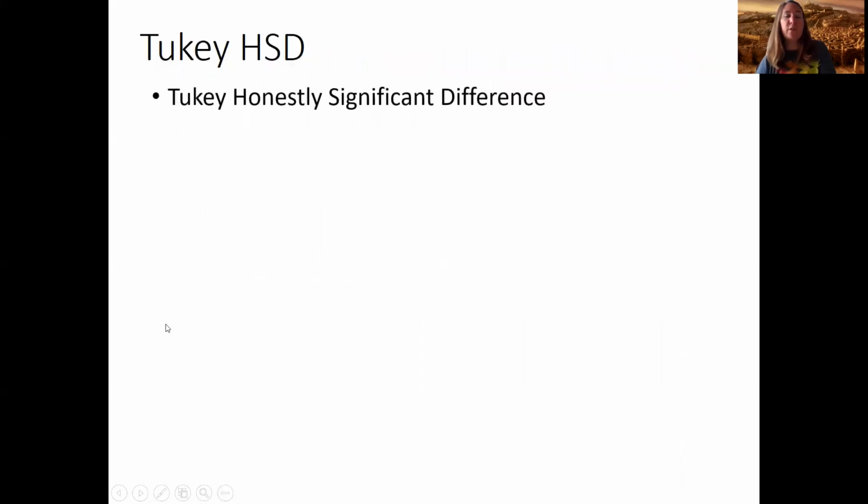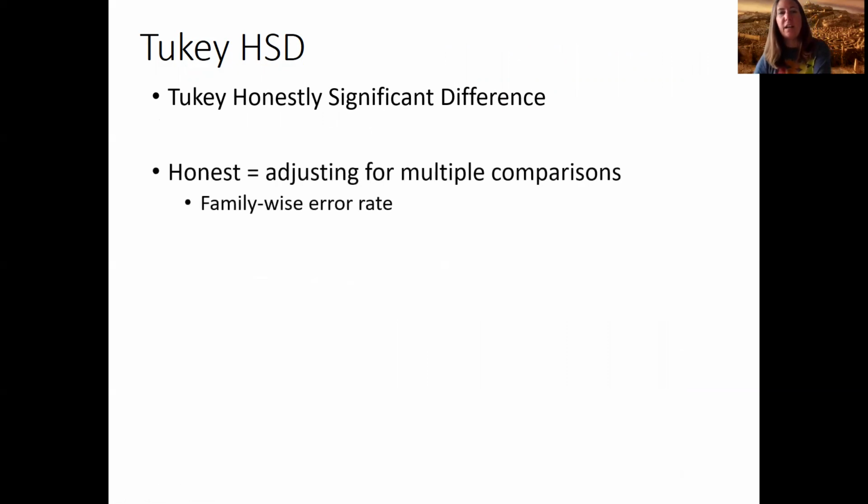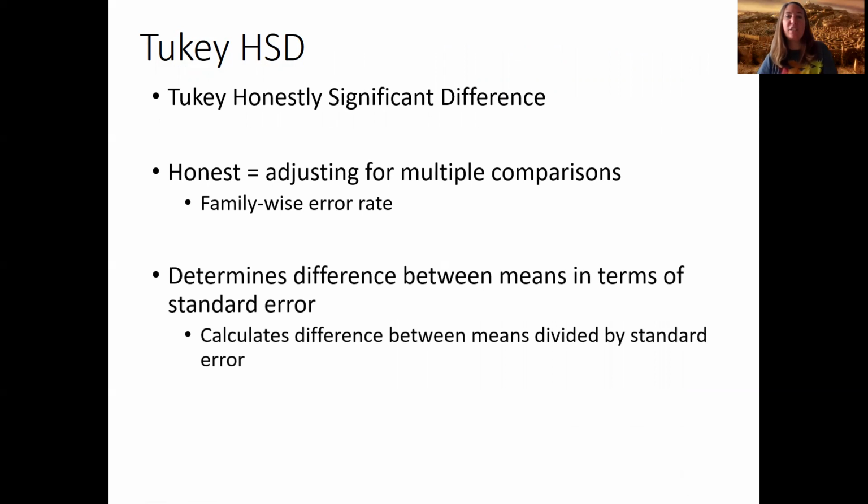Okay, so then we have Tukey's honestly significant difference, or the Tukey HSD. This is probably the most popular test. It's called honest because it does adjust for these multiple comparisons. It does consider that you're running multiple different things, and so it does consider the type 1 error inflation that you might get had you just run regular t-tests or done the Fisher's LSD test.